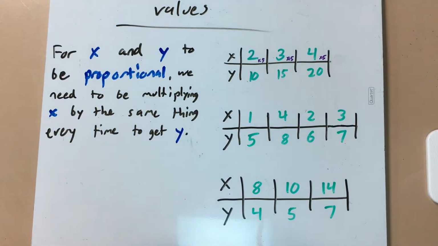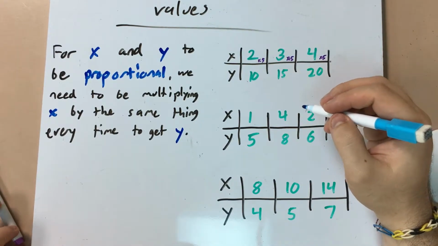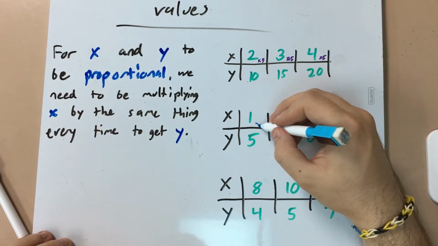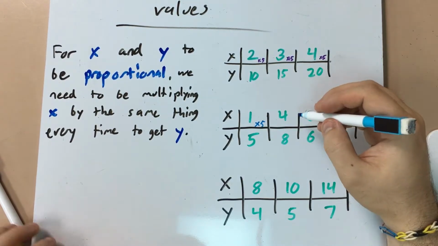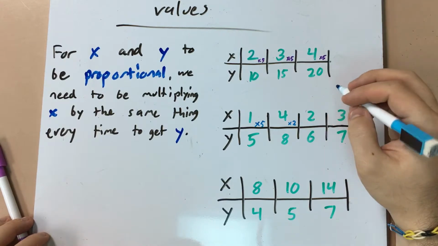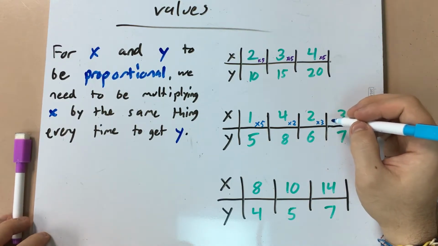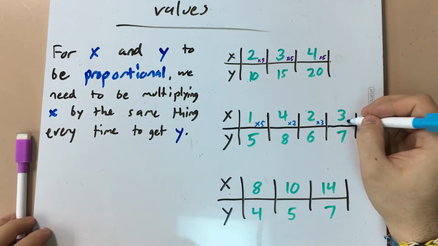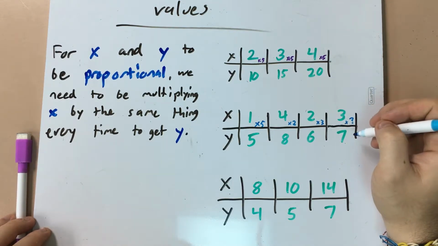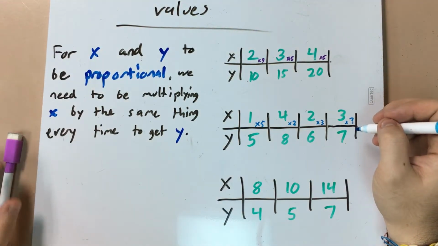Now for the second example, this one is tricky. I intentionally made it very tricky. But let's go ahead and try to figure out if we're multiplying by the same thing to get from x to y. 1 times what equals 5? Times 5. 4 times what equals 8? Okay, this is a little weird. This is times 2. And now 2 times what equals 6? Well, that's times 3. And 3 times what equals 7? Who knows? Doesn't go in evenly according to our times tables. And y'all can very easily figure that out.